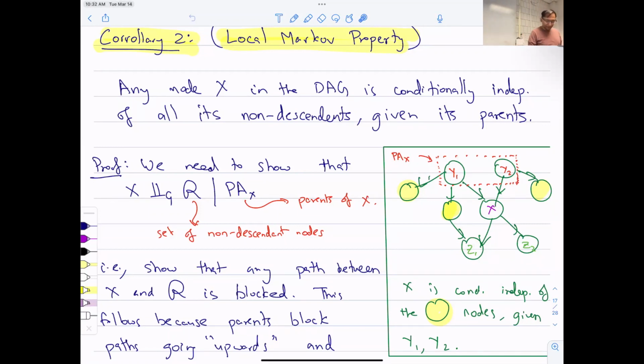Why? Look at any path between one of these non-descendant nodes and X. There are two ways you can get to that path. Either go up or go downstream. If you want to go up, the parents are blocking it. So the parents are blocking everything that's going upwards. If you go down, children become colliders. And I'm not conditioning on the children, so the colliders are blockers. So you cannot go this way. So that's essentially the proof.